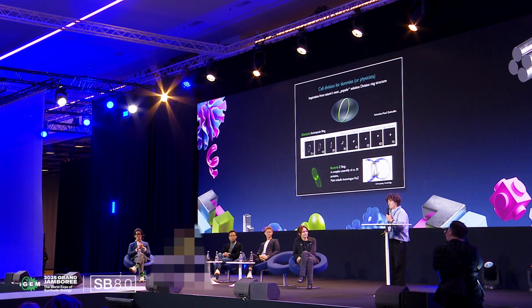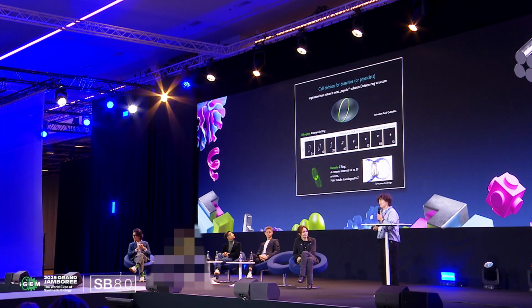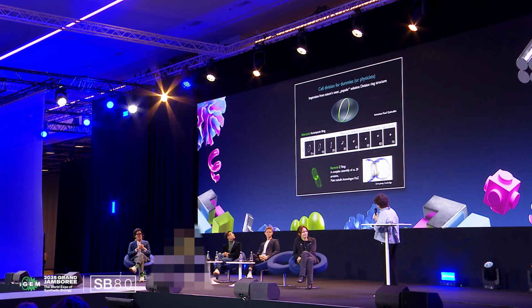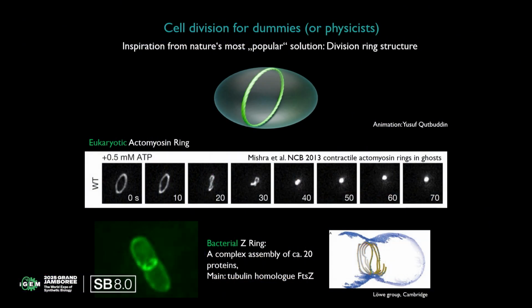So how to do it? Of course, you want to take some ideas from how nature is doing it, and there's one obvious thing. Every living organism does self-division in a different way, has different machineries, but there's one recurrent theme that many of the cells are actually using, and this is the contractile division ring.